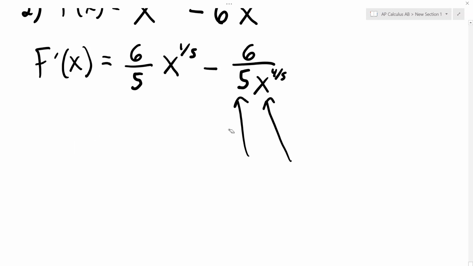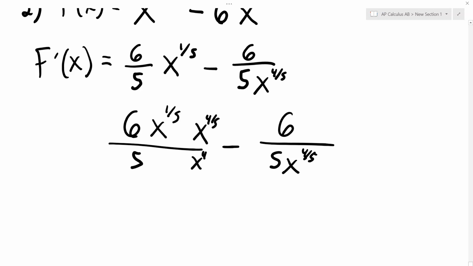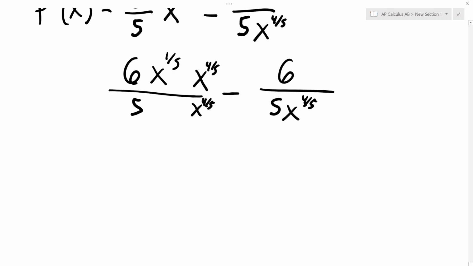So keep in mind, this thing over here is 6x to the 1/5 over 5, and this is really 6 over 5 x to the 4/5. So all I'm going to do over here to get what I want is multiply it by x to the 4/5 over x to the 4/5. Yeah, a lot of students doing all kinds of weird math here. All right, that's it. That's how you get a common denominator, right? You multiply the stuff that's not there on top and bottom.